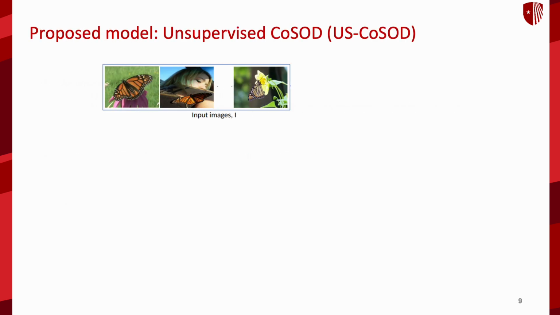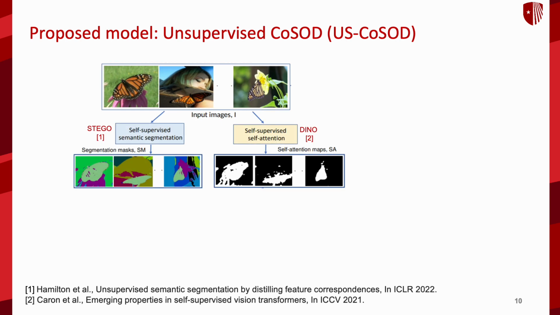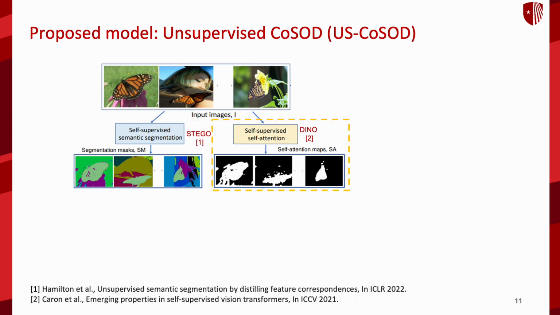Now let me introduce you to our unsupervised model US-CoSOD. Given a group of images containing a common salient object, in this case a butterfly, we first obtained single image segmentation masks from STEGO, a self-supervised semantic segmentation model, and self-supervised self-attention maps from DINO, a popular self-supervised feature learning model. We considered the average attention map across all attention heads from DINO as the foreground object segmentation because this has been shown to highlight salient foreground regions.